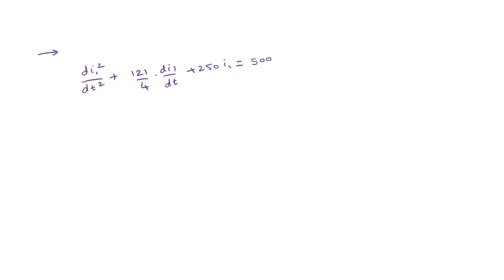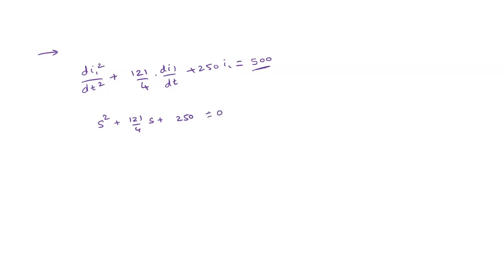I think this is correct. Yes, sir, it is correct. So remember, we already considered the source, so no need to add the V infinity term, right? Now, what is the characteristic equation for this one? S square plus 121 by 4 S plus 250, equal to 0. That will be the characteristic equation. On the other side, this 500 is there, so that will be its V infinite value, right? Agree?